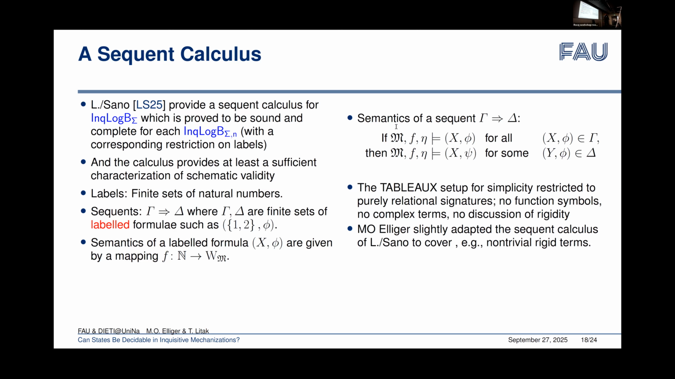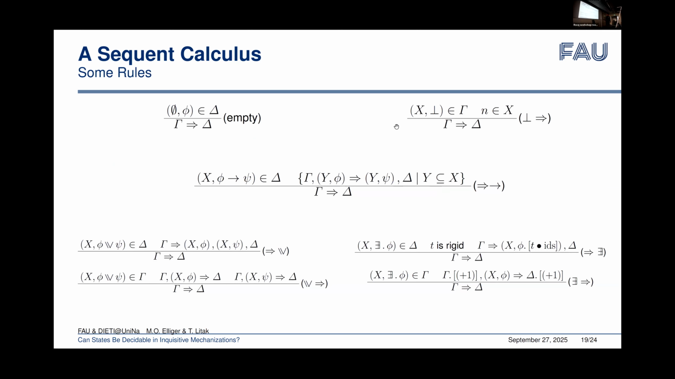And this is just a labeled sequent system where labels are just finite sets of natural numbers, which are then interpreted simply by sending natural numbers to first-order models. In the setup that is in the paper or pen-and-paper development, we restrict to purely relational signatures, no function symbols, no complex terms, no discussion of rigidity. And Maxwell slightly adapted our calculus to cover non-trivial rigid terms, and this is already in the formalization. So this is an example of how those rules look.